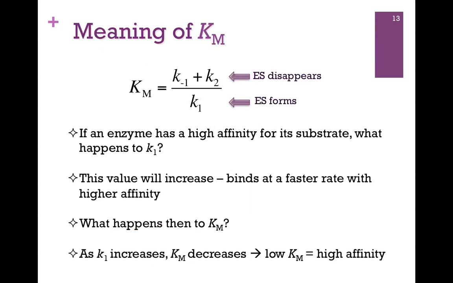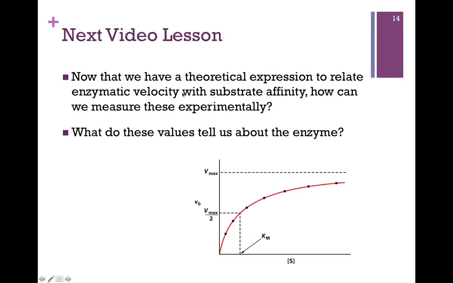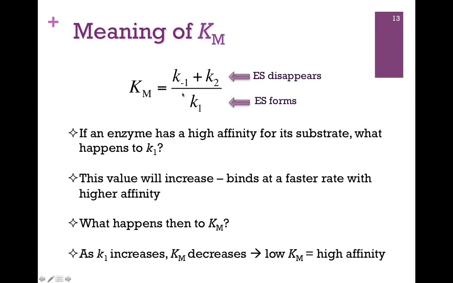First, let's look a little bit more at that Km term. Remember, it's a collection of our rate constants. K1 is our rate constant for the rate at which the enzyme substrate complex forms, and the numerator simply represents the rate at which it disappears. So it's a ratio of the rate at which it disappears versus the rate at which it forms. So if an enzyme has a really high affinity for its substrate, how will that affect K1? Well, that will certainly get larger and larger. In other words, it's going to bind at a faster rate if it has a higher affinity.